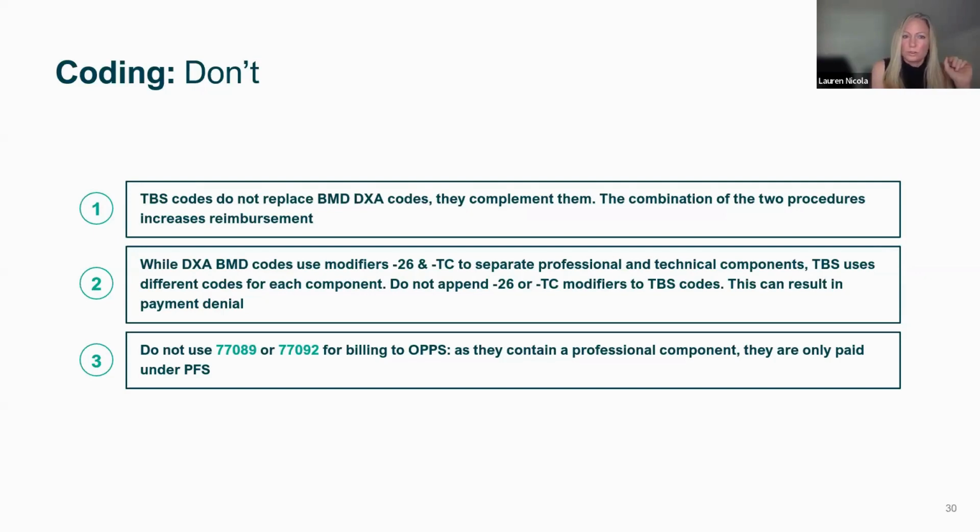Unlike the DEXA code, which uses those 26 and TC modifiers to separate the technical and professional components, TBS has separate codes for each component. If you do accidentally append a 26 or a TC modifier to your TBS codes, likely they'll be denied and sent back to you, and that can cause lots of headaches and potentially non-payment. So make sure you don't use those modifiers when you're billing TBS. And then do not bill the 89 or the 92 codes to the outpatient prospective payment system, because those are physician work codes. So the OPPS does not have codes for physician work. So you would not bill either that global code, which includes the physician interpretation, or the code just for physician interpretation in the HOPS. Okay.